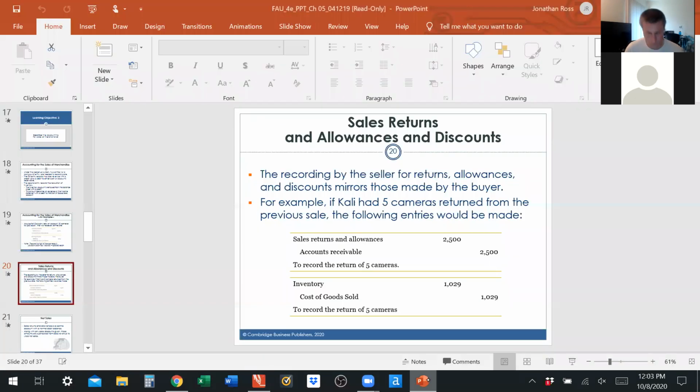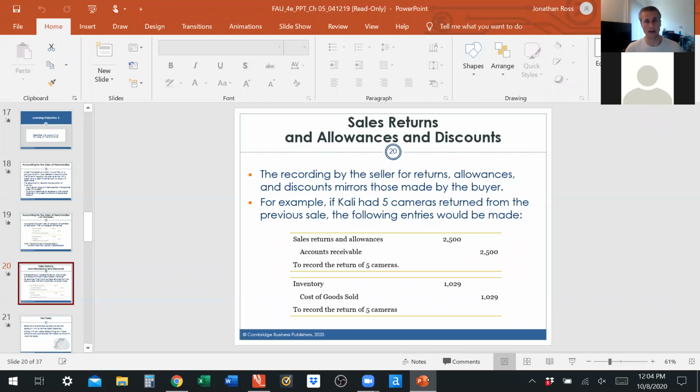And then under the perpetual system, we also have to make this second entry to undo the cost of goods sold expense that we recognized for those 5 items, because they're no longer sold, because they were returned to us. So we credit cost of goods sold expense to make the expense go down by 1,029. It's just the 5 cameras times our original cost, 205.80. And then we've got inventory back, right? 5 items are back in our inventory. So we debit inventory to increase the inventory back by 1,029. It's the 5 cameras times what we originally paid for them before we sold them.